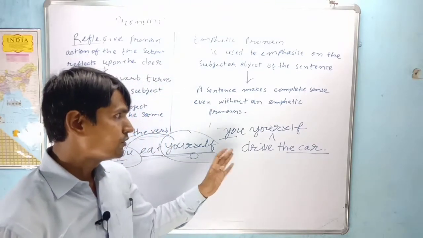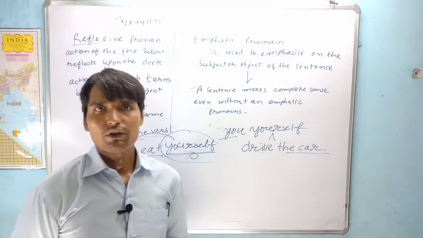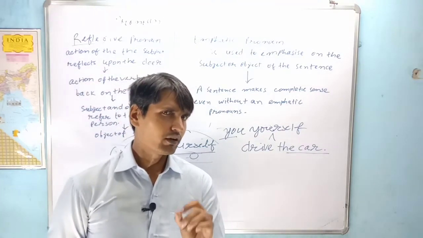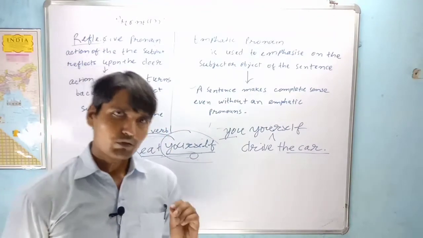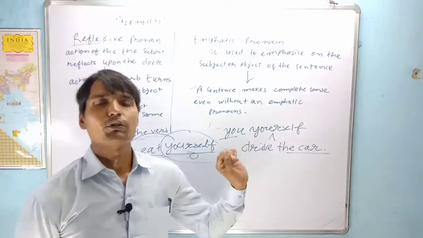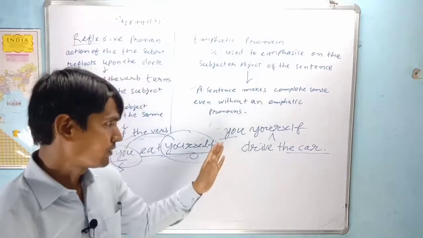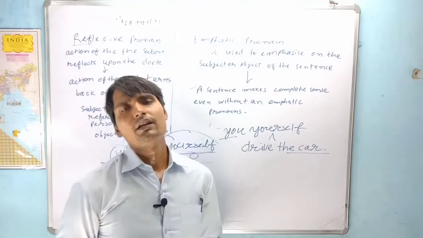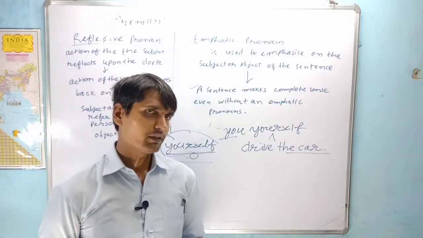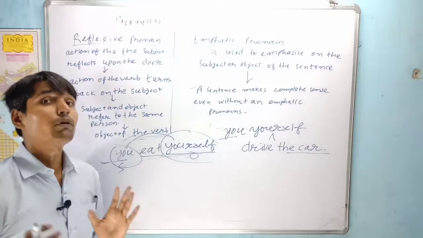So you can see here that you and yourself are similar, and yourself has been taken from you, because here you is the singular number of the subject. But if you is the plural number of the subject, then you can write you yourselves, not yourself, because you are considering you as a plural subject. So it depends upon you what you consider you, either a singular subject or a plural subject.